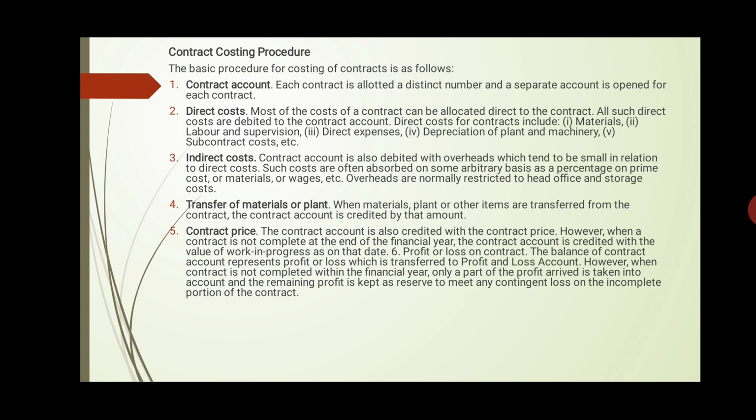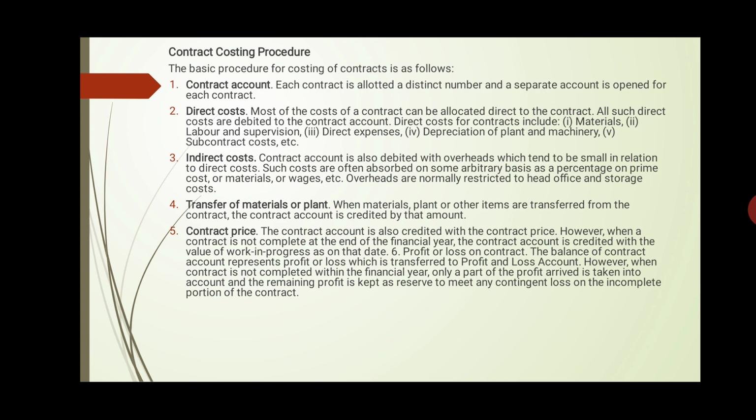Second, direct cost. Most of the cost of a contract is allocated directly to the contract. For example, direct material, direct labor and supervision, direct expenses, means all the variable cost, depreciation of plant and machinery, subcontract cost, establishment charges. Another is indirect cost. Indirect costs are also the costs or the expenses which are shown on the debit side of the contract account. Such costs are often absorbed on some arbitrary basis as a percentage on prime cost. Overheads are normally restricted to head office and storage cost.